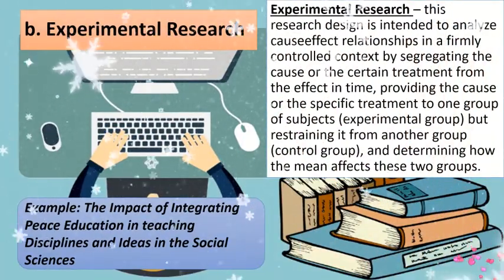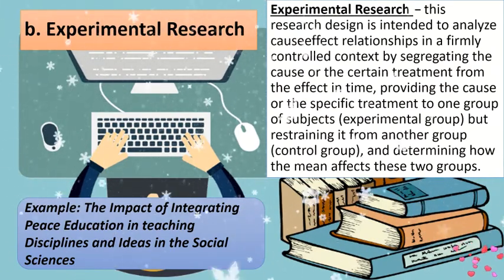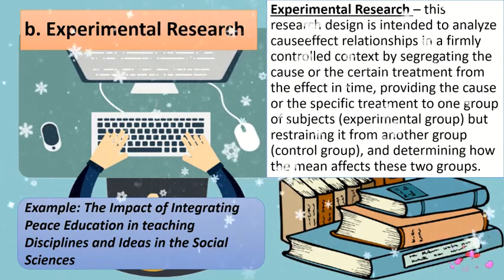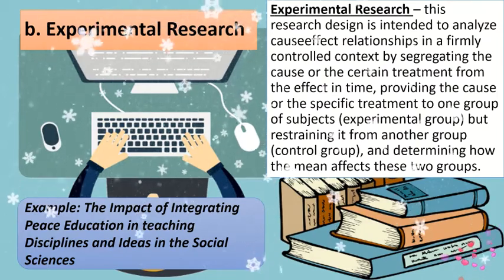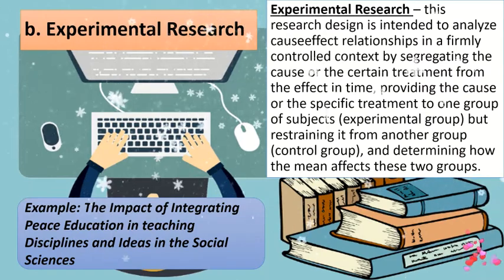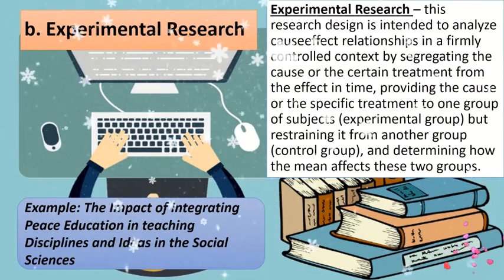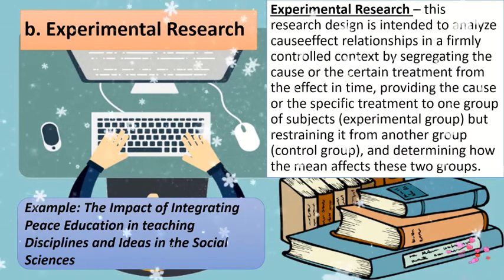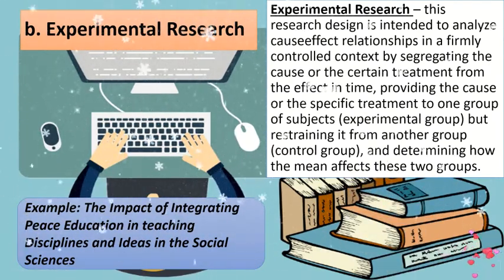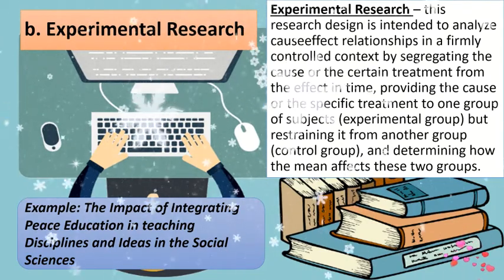So next is the experimental research. So what is experimental research? Still under the quantitative. Okay, so experimental research, this research design is intended to analyze cause-effect relationship. When we say cause-effect, the reason, right? The reason and why this scenario happened and how this happened. So it's about why and how. Cause and effect. What is the reasons? How did this happen? Something like that.